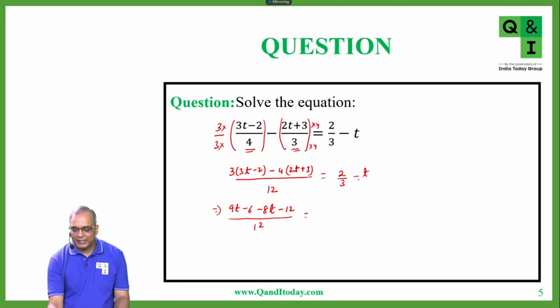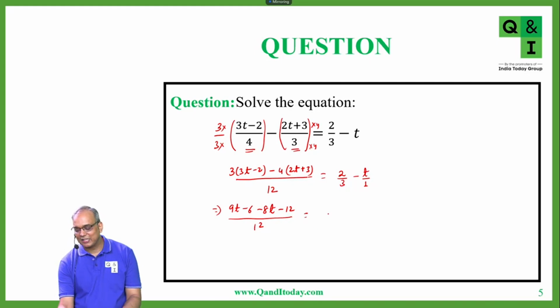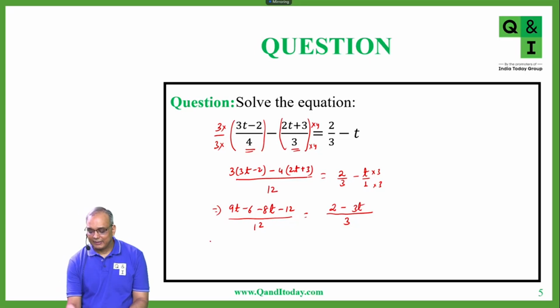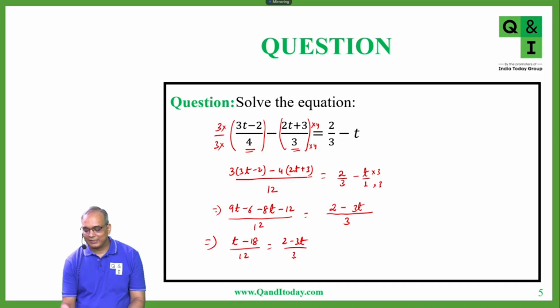equal to, here also what we can do, students, is write this as t by 1. Find the LCM of 3 and 1, which is 3. So you will have 2 here, and in this we will multiply both numerator and denominator by 3. We will have 3t, right? So this is 9t minus 8t. Bring the like terms together. So this is equal to t, minus 6 minus 12 is minus 18, divided by 12 is equal to 2 minus 3t divided by 3.